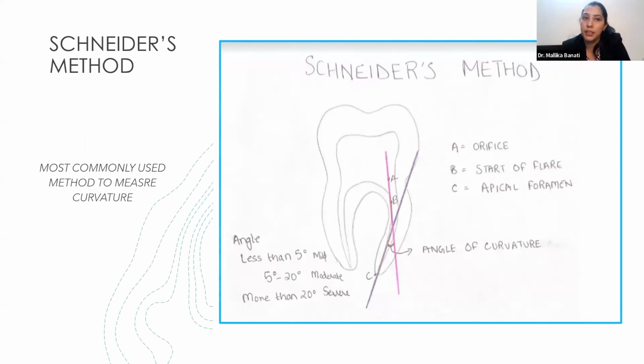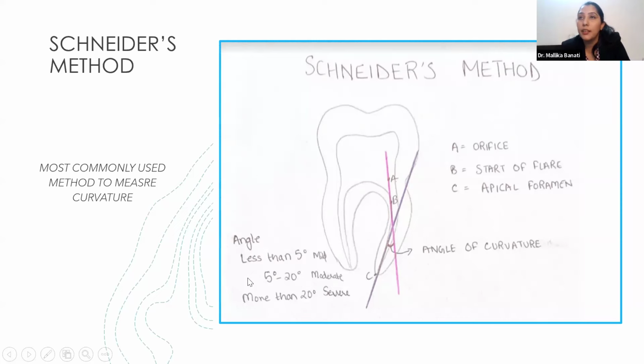This is the most accepted method, which is Schneider's method. Here we have the orifice. Point A is the orifice, if you all can see. B is the start of the flare, where your curvature begins. And C is your apical foramen. So what are you doing? You are creating an imaginary line passing through A and B, and then a line parallel to it passing through C. The internal angle is the angle of curvature here.